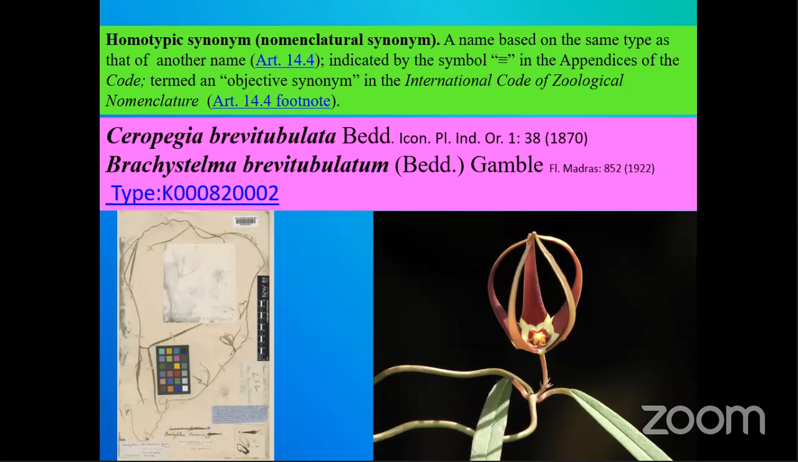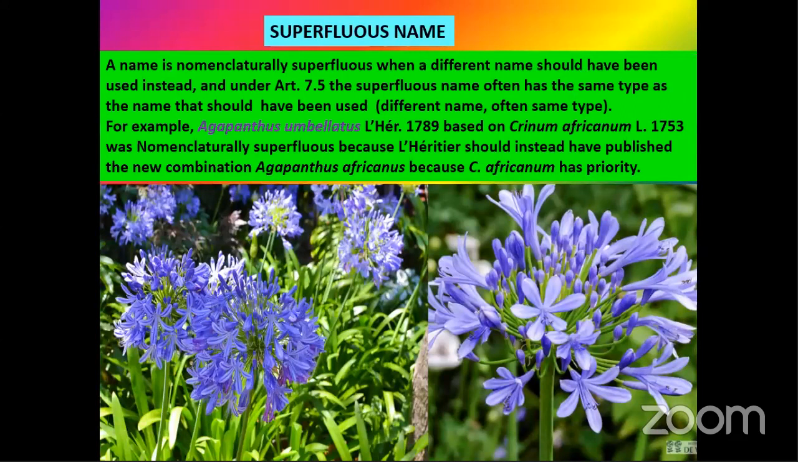So when we are writing this, we can see some symbols are also used for writing the synonymy. In the appendix of the Code, the term is an objective synonym in the International Code of Zoological Nomenclature. So that is different. So these are the homonymy of species. Next slide, please. Yeah, in older names, there is also sometimes a superfluous name.